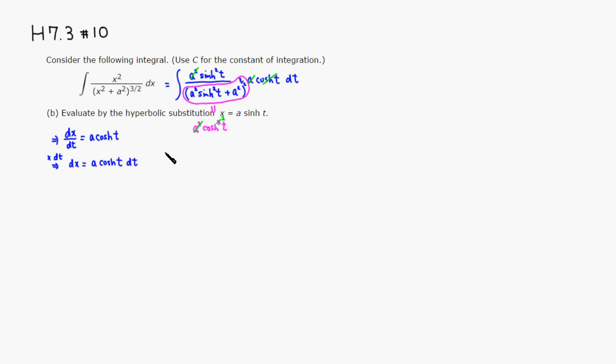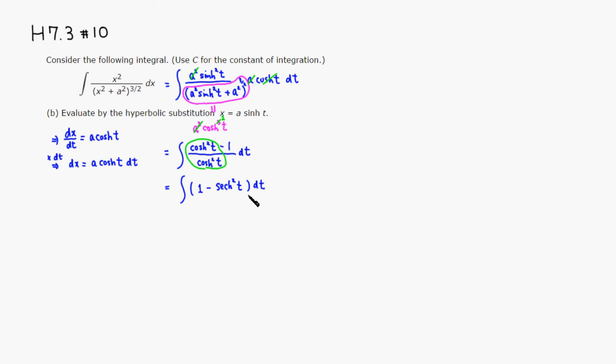Then you can rewrite the top, hyperbolic sine squared, as hyperbolic cosine squared of t minus 1, divided by, on the bottom, hyperbolic cosine squared of t, dt. Then I'm going to split this fraction. The first part is hyperbolic cosine divided by hyperbolic cosine, so it's just 1, minus 1 over hyperbolic cosine squared, which is the reciprocal of hyperbolic cosine squared, so hyperbolic secant squared of t dt.